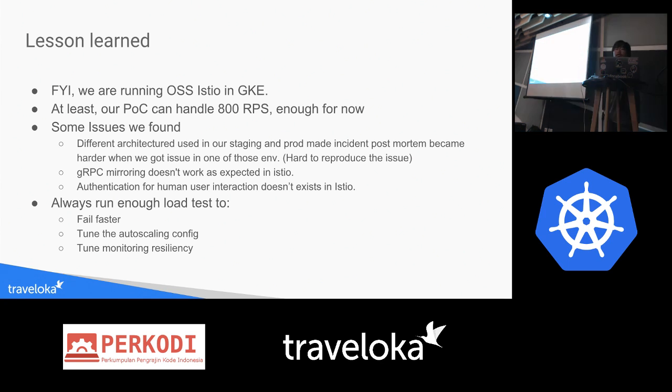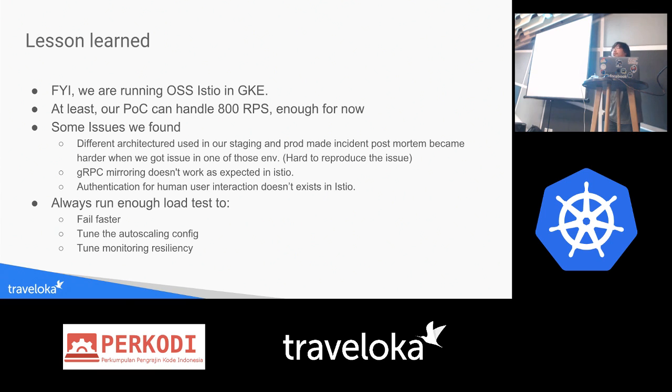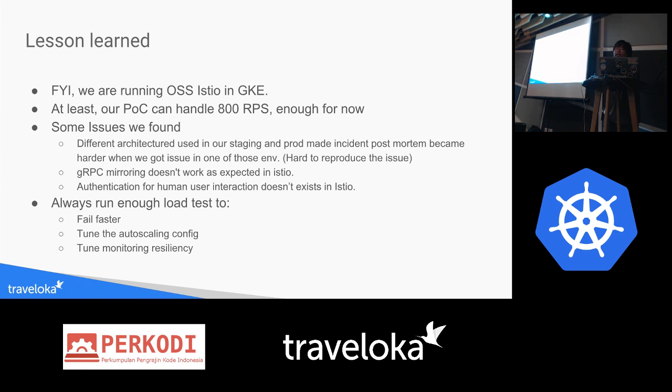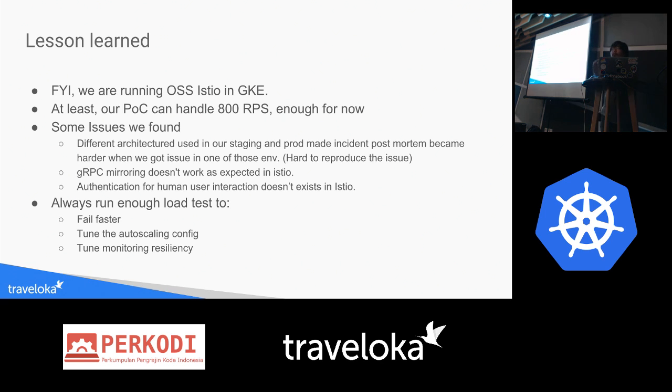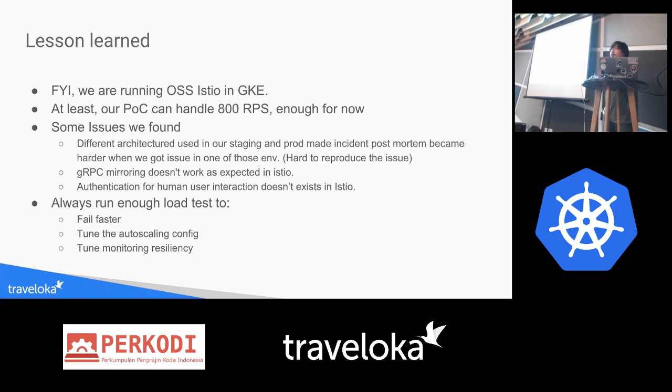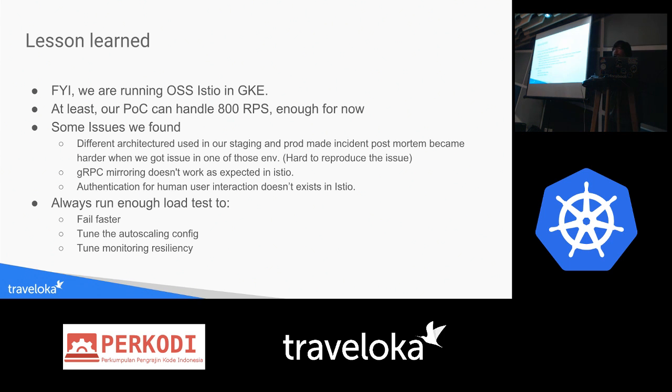But in our POC, at least for the traffic that we have right now, we can handle up to 800 RPS, requests per second. It's too much for this type of application, so we stopped it. Actually, we can scale more, by horizontally scaling the pod, but we don't do that because this is already enough.